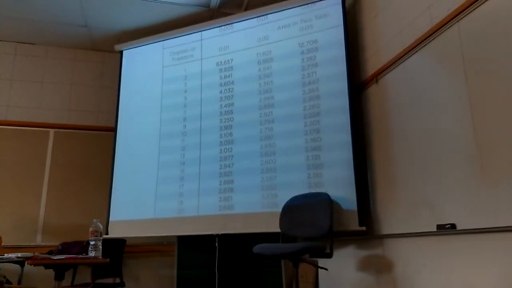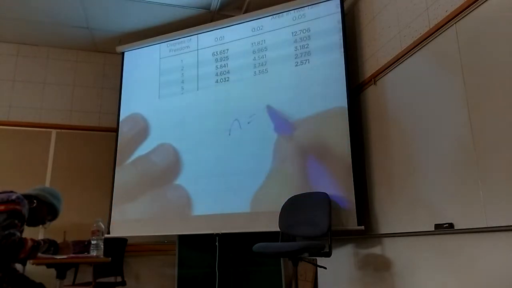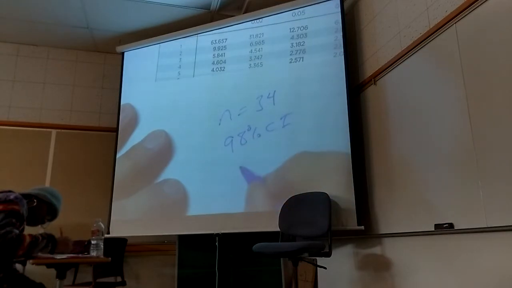So let's try this. Let's say my sample size is 34, and I want to make a 98% confidence interval, and I only know S, sigma not known. What's the t-score that I would use? Don't say anything out loud. So in that situation, see if you can use this chart. Don't say anything out loud to figure out what that t-score would be.